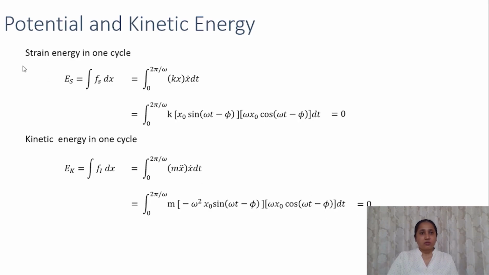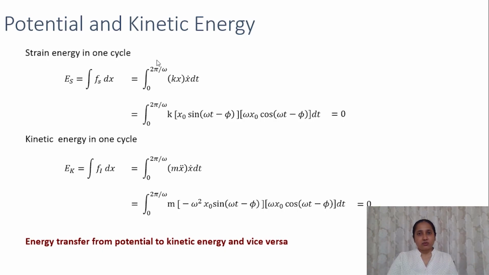So the total strain energy and the total kinetic energy in one cycle of the steady state motion is equal to 0. This means energy is transferring between potential and kinetic energy during the vibration, but the total energy in a cycle is 0.